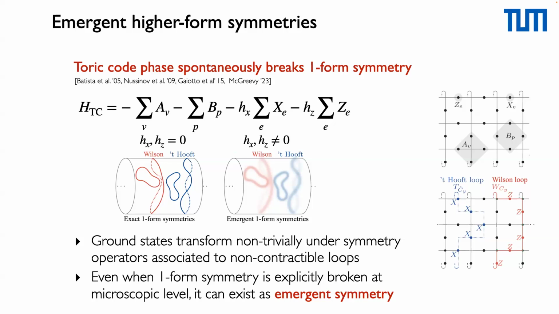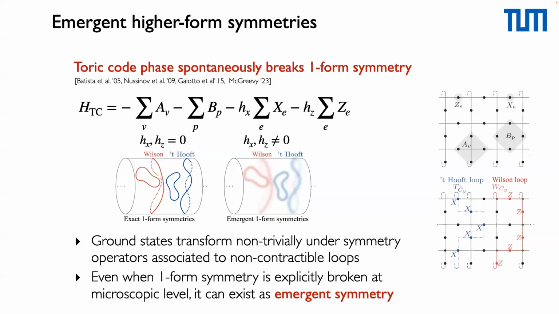Right? So in this way, these higher form symmetries are different from zero-form symmetries, because if we have, for example, symmetry breaking of a zero-form symmetry, then if we just break this symmetry, the associated features will immediately go away. Here, however, we find that these higher form symmetries are more robust.